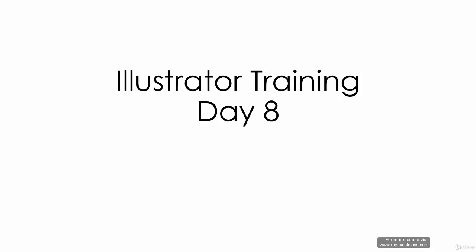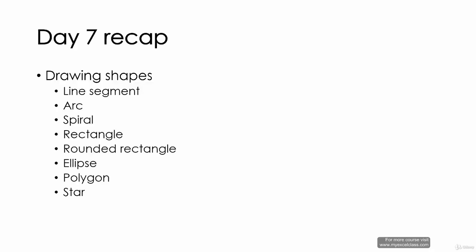Let us see what we have learned in Day 7 first. In Day 7 we learned about drawing shapes and we have covered quite a few tools on that day like the line segment tool, arc tool, spiral, rectangle, rounded rectangle, ellipse, polygon and star tool. So we have covered all these tools and we have seen how we can change their options and the option keys available with all the tools, how they work and how they affect the shapes.